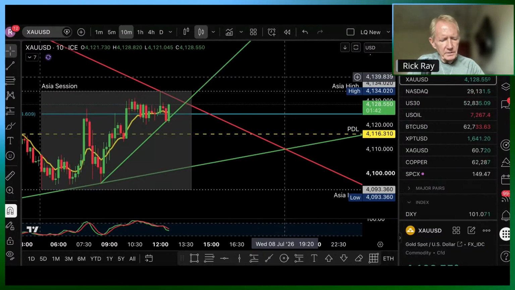Do you guys have a trade open? Anybody watching, you have a trade open?